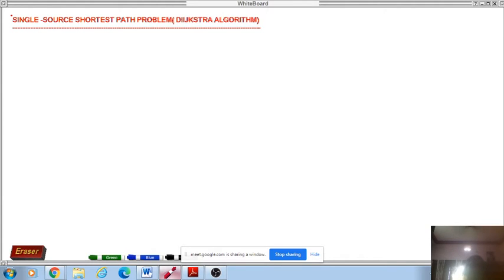Let us start the single source shortest path problem. It is under the greedy approach, also using Dijkstra's algorithm. Suppose, how can we say what a single source shortest path is?